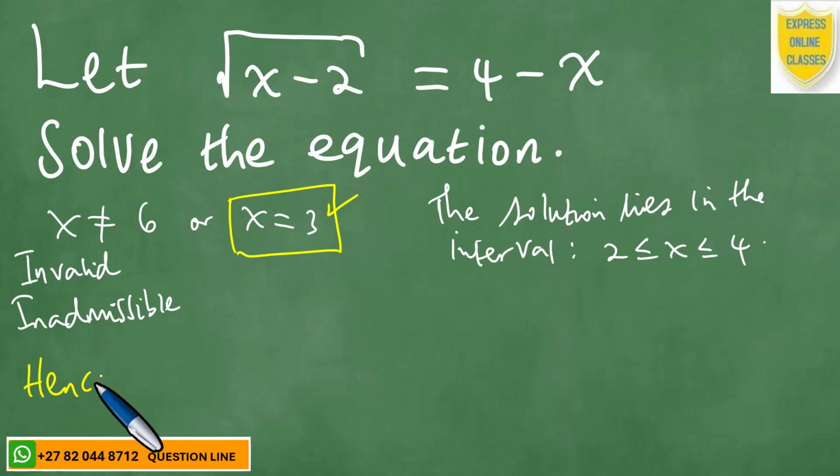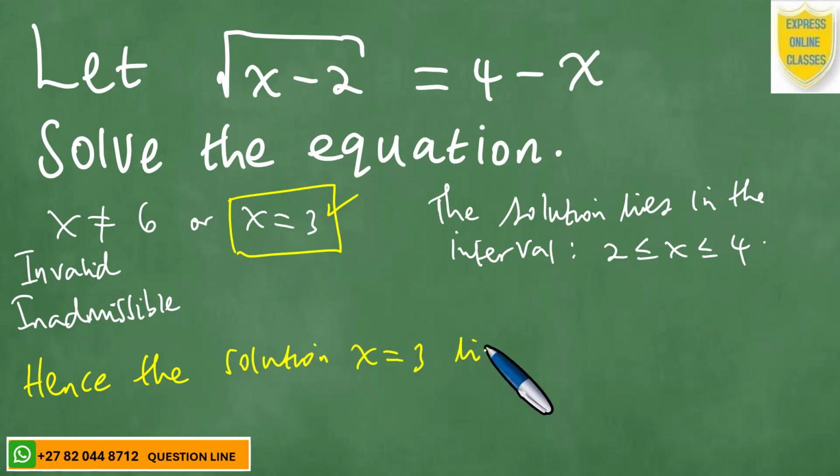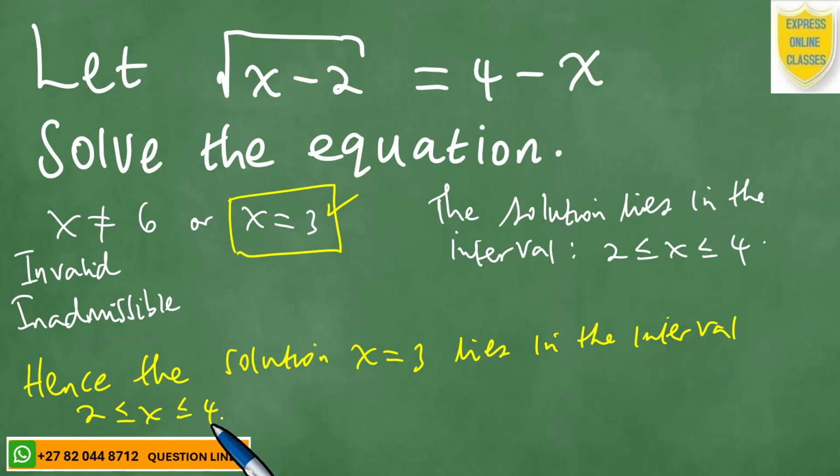So hence the solution x equals 3 lies in the interval 2 less or equal to x less or equal to 4. Okay, and this is the answer to the question.